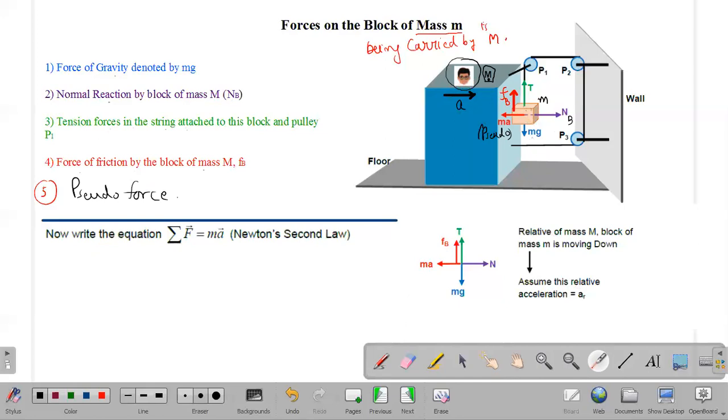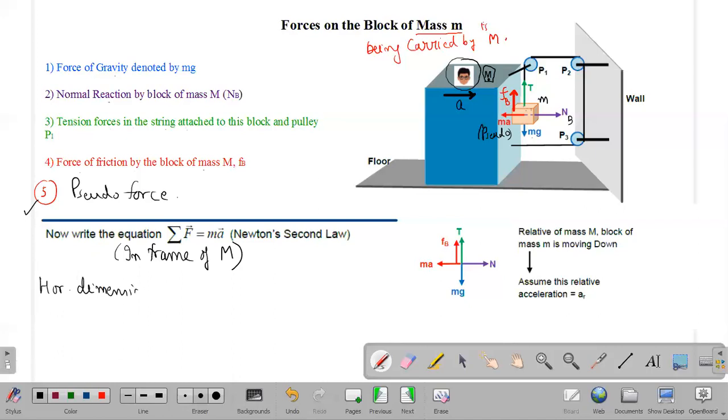Relative to this observer, this mass is falling down with some acceleration, which I have considered AR, R for relative. Assume this relative acceleration to be AR. Notice for this observer, there is no horizontal acceleration for this mass of small m. So now I will write down the equation, Newton's second law, in the frame of capital M. Since we have considered a non-inertial frame, by considering pseudo force we are now eligible to write Newton's law.